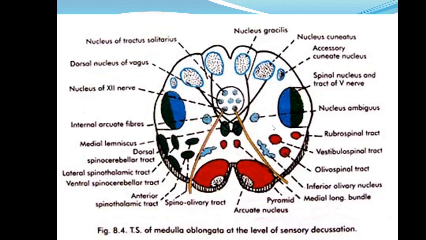This is the tier of the medulla oblongata. You can see the nucleus gracilis, nucleus cuneatus. These are the internal arcuate fibers, the second order neurons. They cross in the midline and ascend as the medial lemniscus.